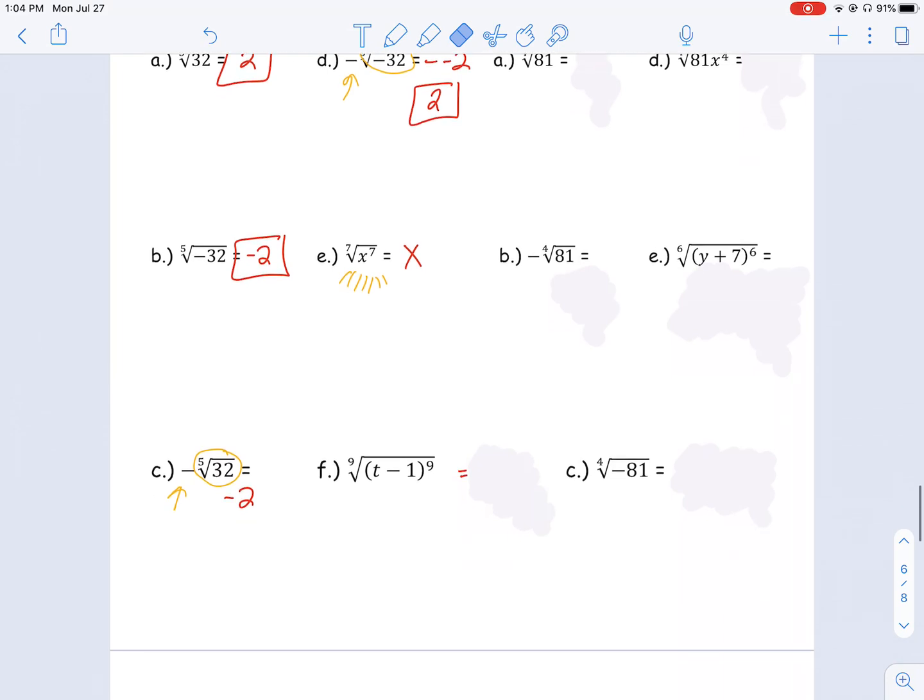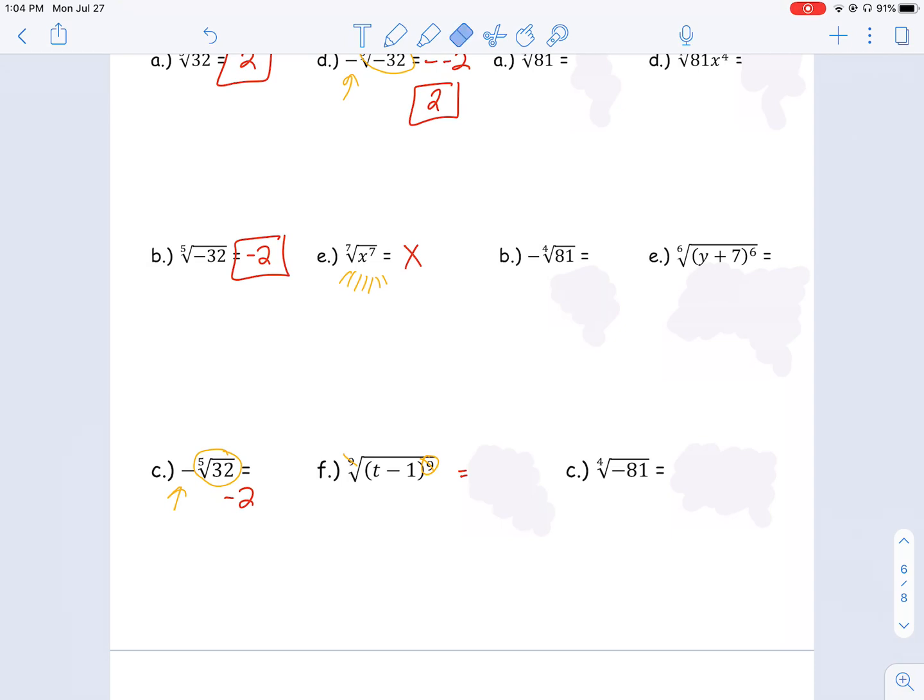All right, what about f? F says I have the 9th root of (t minus 1) to the 9th power. This 9th power means I have 9 of them. If I'm looking for what thing multiplied 9 times gives me the number inside, well then my root and my exponent kind of cancel each other out, right? We're going 9 steps forward to just go 9 steps backward.